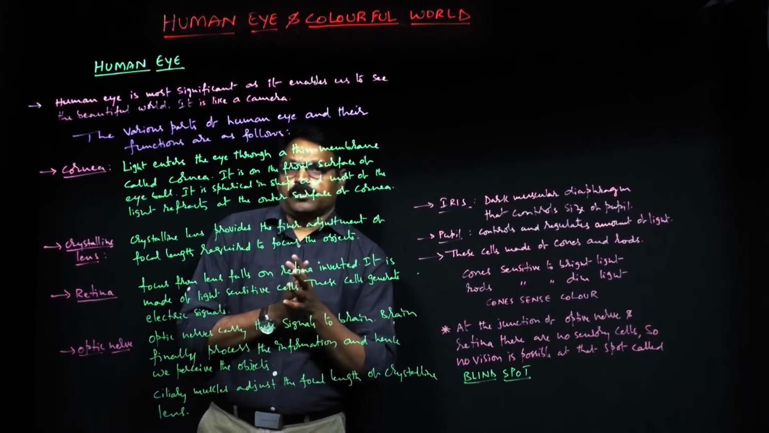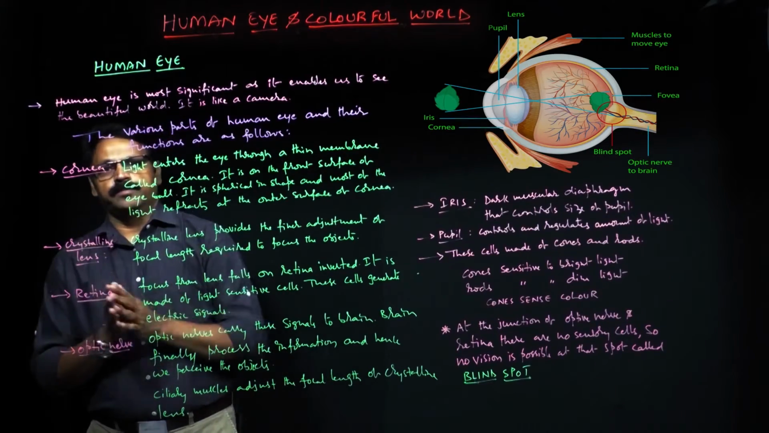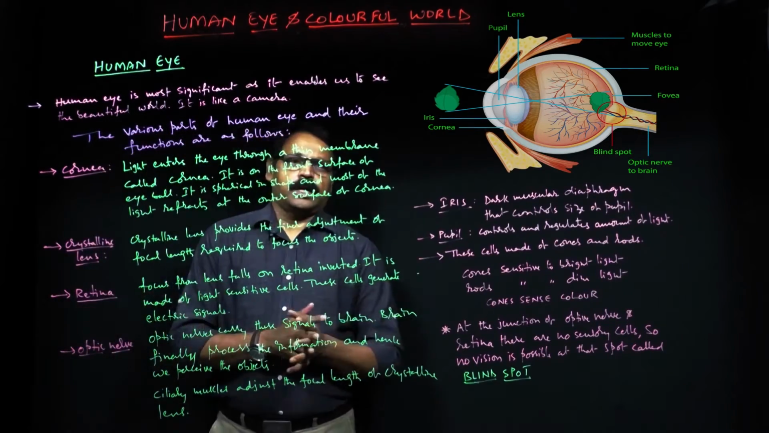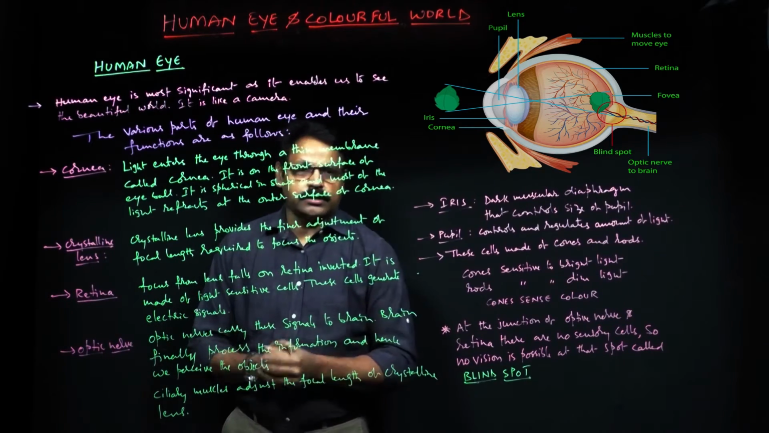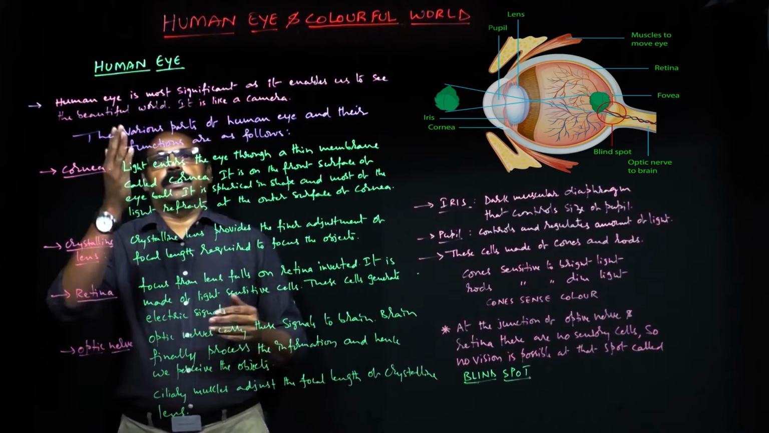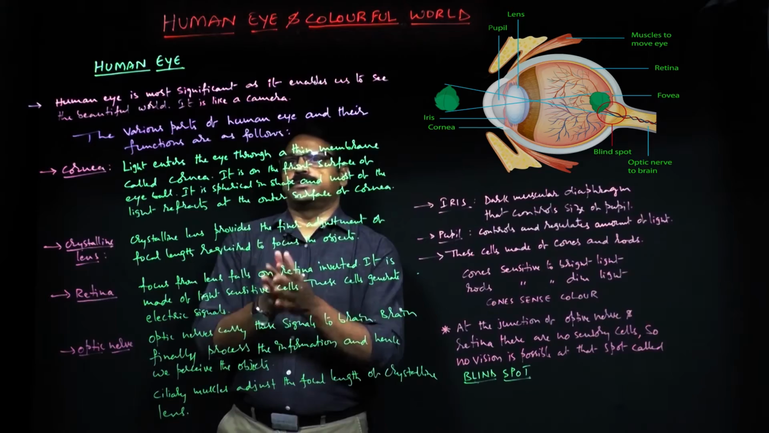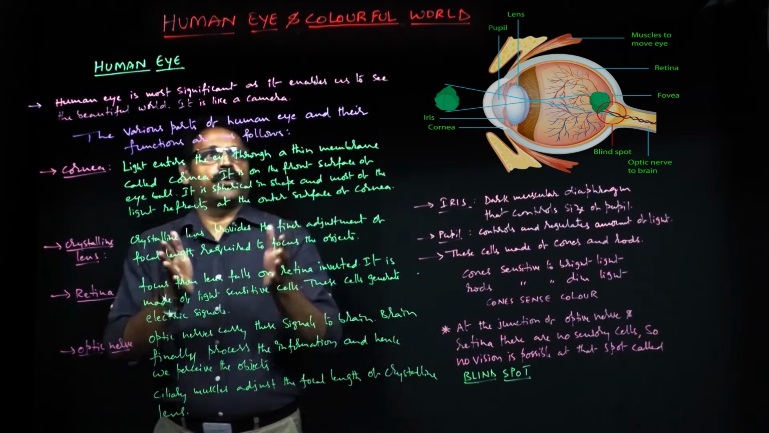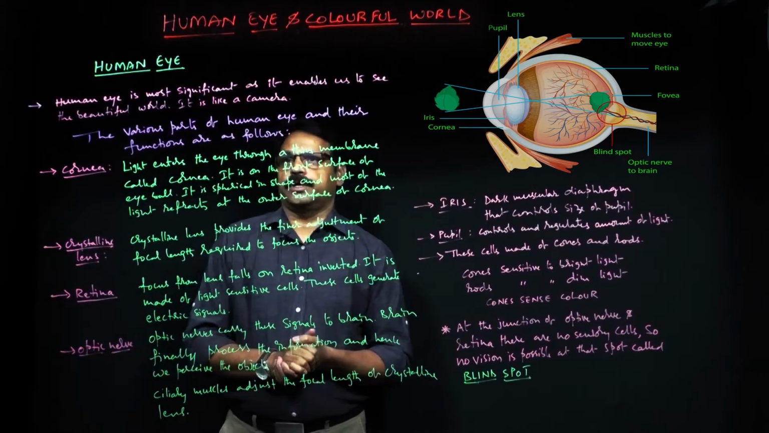We'll now look at the most important organ of our body, that is the human eye. Without the human eye there is no life, and it is supposed to be the most important organ of the human body, and that's the reason we can define the human eye as the most significant. It's most significant because it enables us to see the beautiful and colorful world around us.